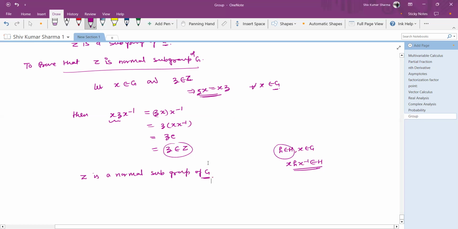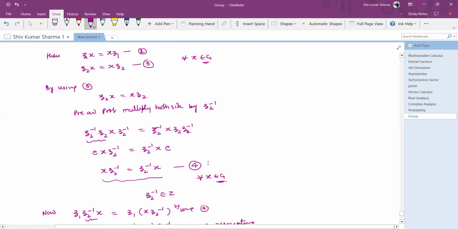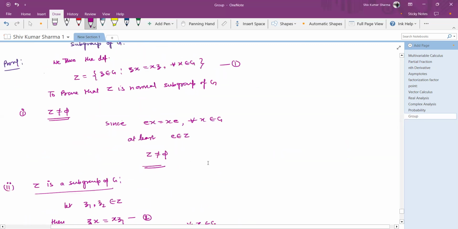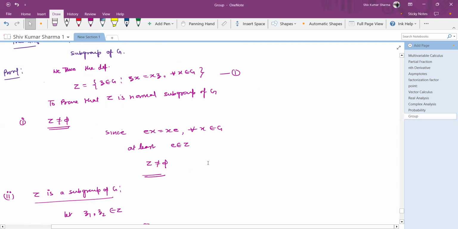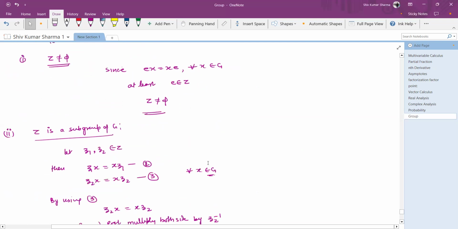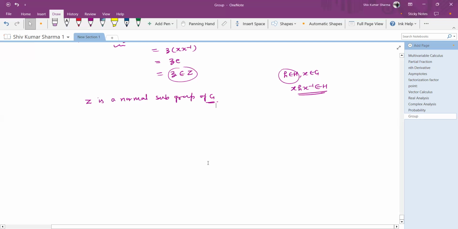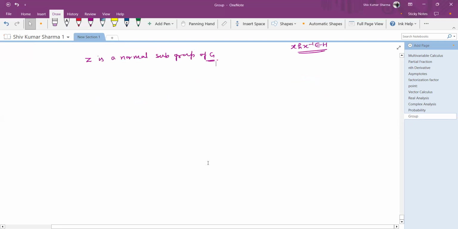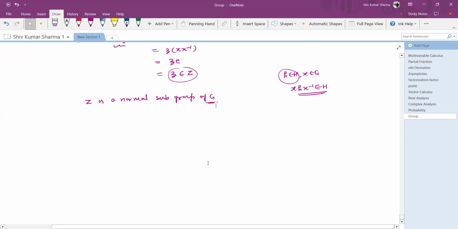Okay, so after understanding the centralizer, the center of a group, that means we follow zx equal to xz, x belongs to G, z belongs to Z, so z also belongs to G. So Z is called a centralizer. Now we move to the next definition, that is the normalizer.